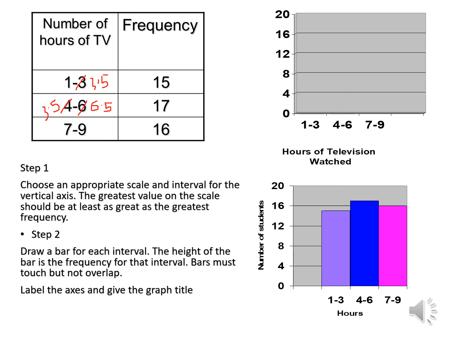This purple graph is for the first class, that is 0.5 to 3.5. The height of this bar is 15, which is below 16 but above 12. Then 4 to 6 has frequency 17. 17 is greater than 16, which is why this blue bar has the maximum height. Then 16 is the frequency for 7 to 9, and this is denoted by the pink bar.